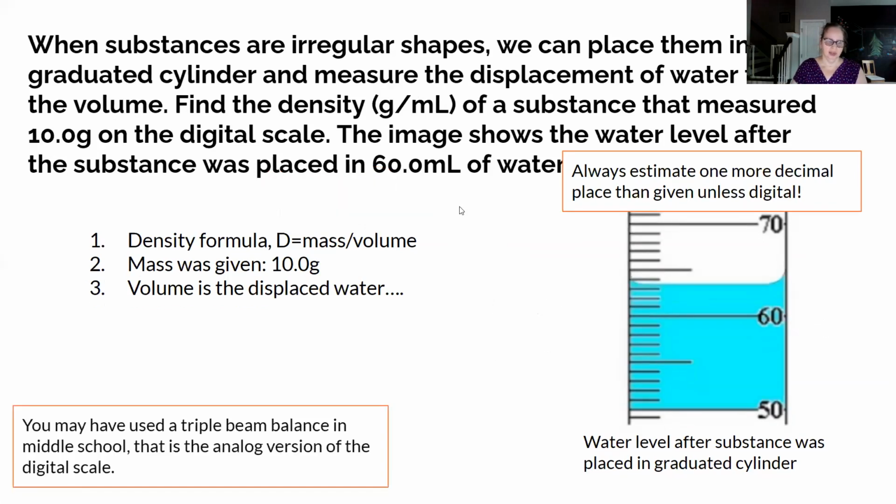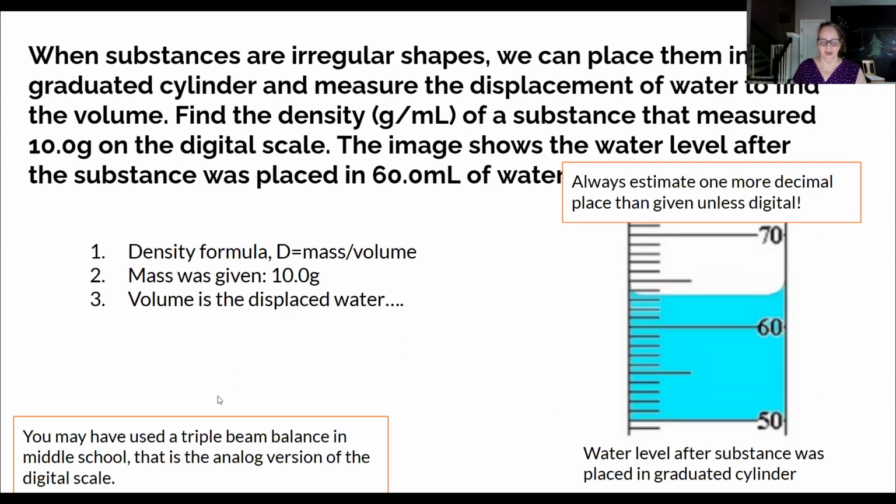Now, if you use the triple beam balance in middle school to find the mass value, that is analog. So you would again have to estimate the next decimal place. But since this was on a digital scale, we just record exactly what it says because it's digital, it's more exact.